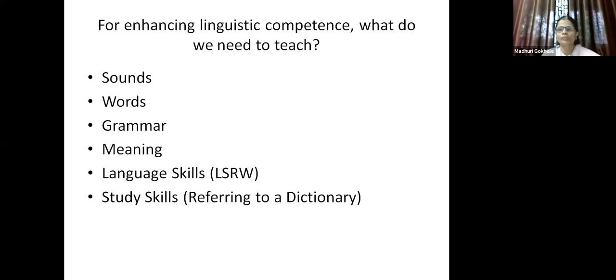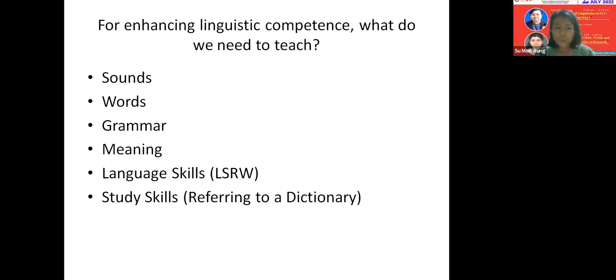Then we learn chunks of words. We become familiar with a lot of words and chunks of words. Then we learn to read and other stuff.